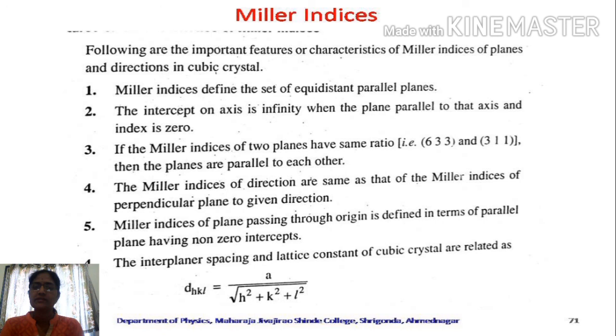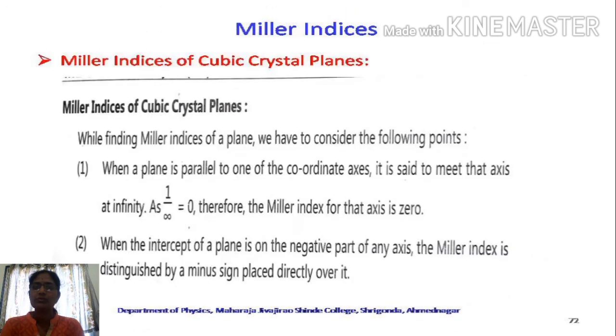And while drawing Miller planes, one has to remember that if a plane is parallel to any of the crystallographic axes, it will meet it at infinity. So 1 upon infinity will give us a 0 index for that axis, and if the plane intersects a crystallographic axis on the negative side, we have to put a bar on the Miller index. Hope you have understood.